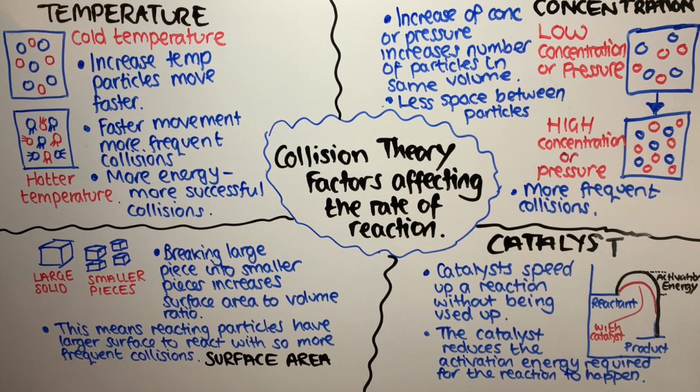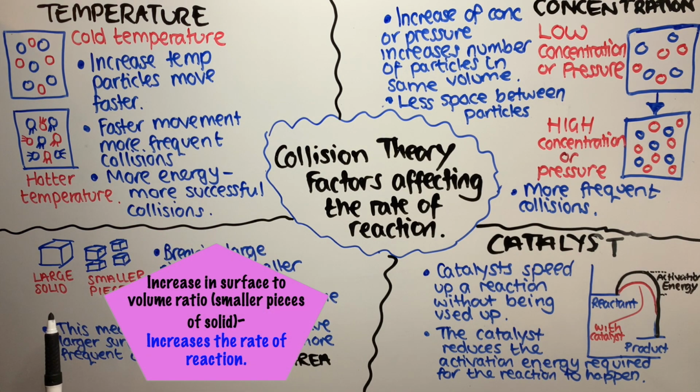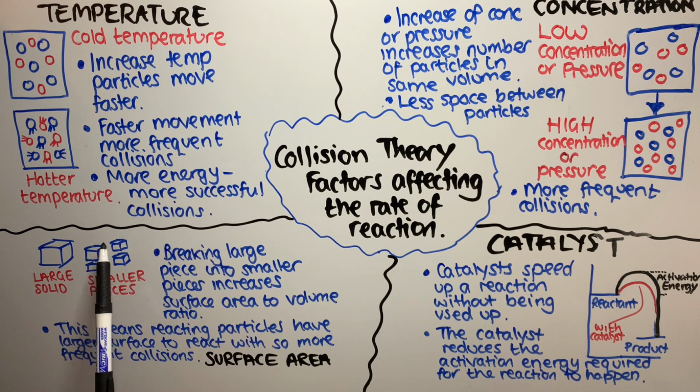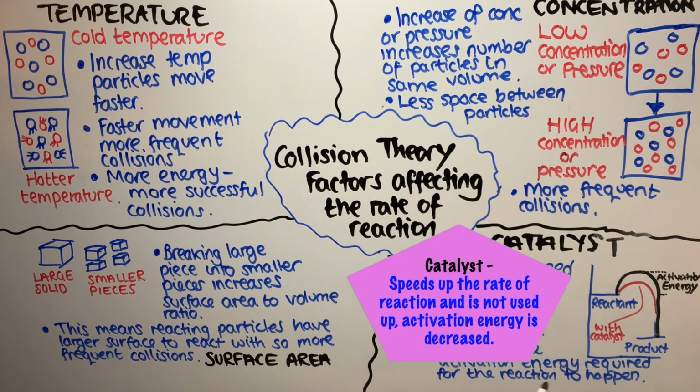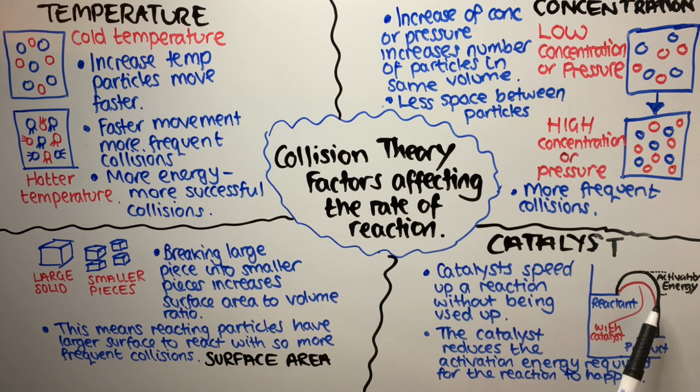If we break a large solid into smaller pieces, we're increasing the surface area to volume ratio, which means the reactants have more surface area to react with, so we increase the frequency of collisions, therefore increasing the rate of reaction. And lastly, using a catalyst speeds up the rate of reaction by providing an alternative route for the reaction with a lower activation energy.